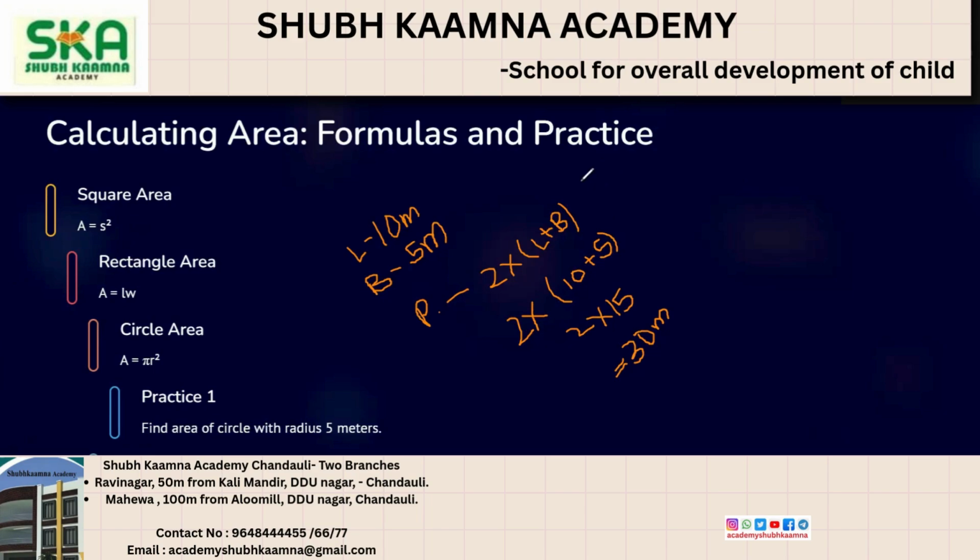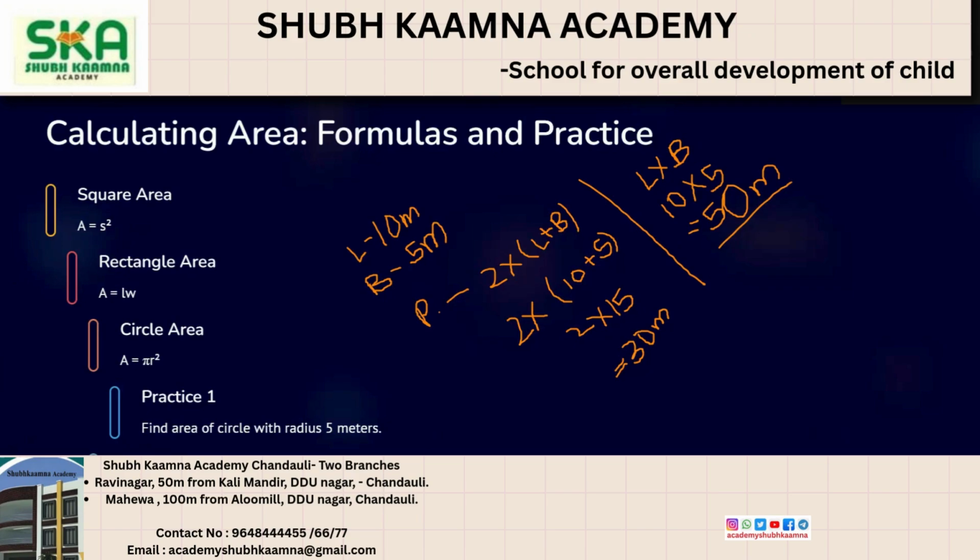Let's say we have to find the area as well. So for area, the formula would be simply L into B. So what is L? Value of L is 10 into value of B, 5. 5 tens are 50. So here is the area, 50. Always write the units with the answer.